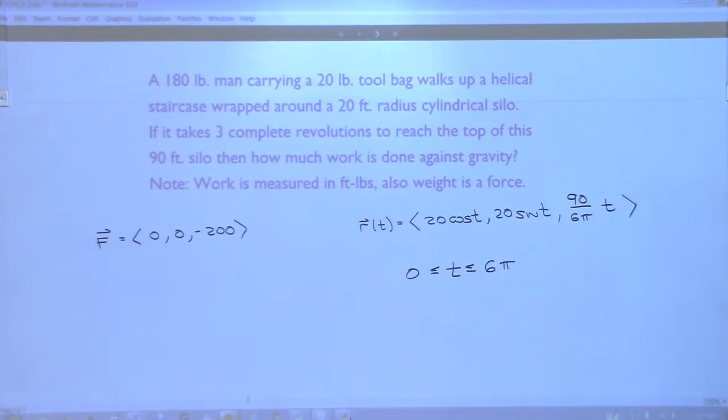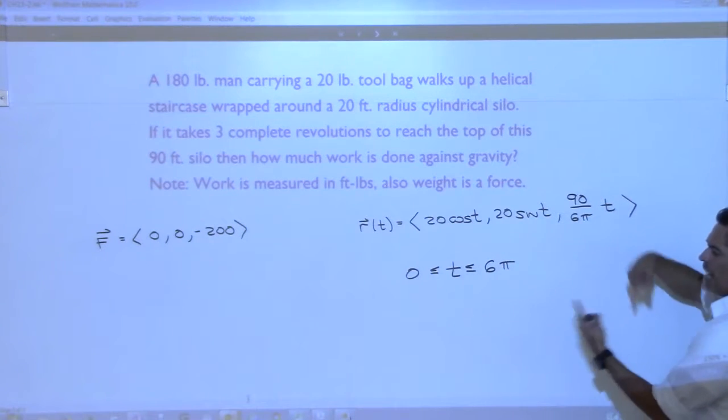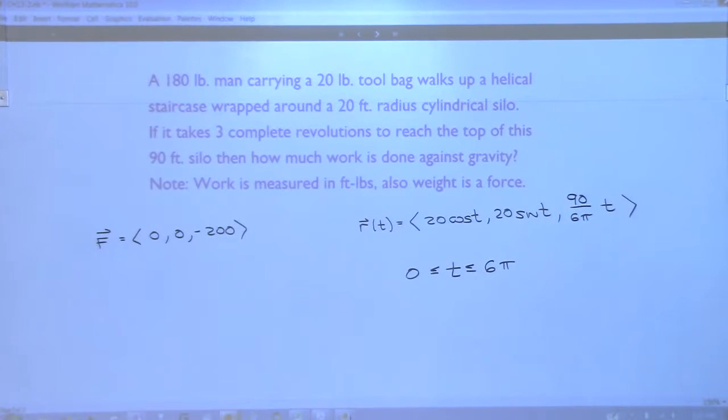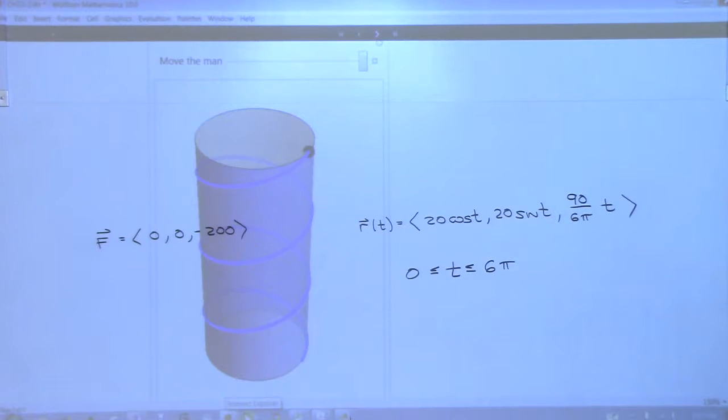So just think about that expression for a moment. When t is 0, this is 0. And when t is 6 pi, the 6 pi's cancel and you're up at 90. So all t's in between should take you up, and it's linear. Another way to visualize this is to take that path around the silo and imagine unwrapping it. You've got to go up 90 feet, and you've got to do this in 6 pi, time-wise. So it's like, what's the slope?